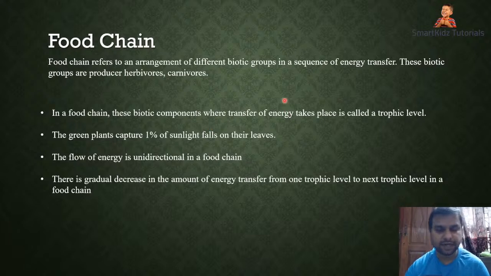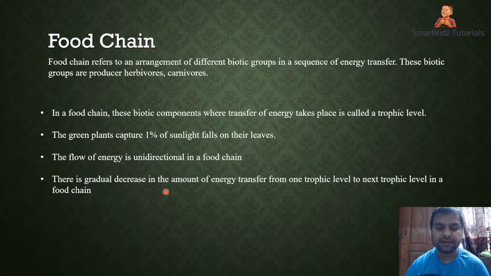We'll see how that happens. So green plants capture 1% of the sunlight that falls on their leaves. Okay, these are the producers which produce their own food, that is sugar and starch. They don't depend on any of the consumers. The flow of energy is unidirectional in a food chain. Unidirectional means it flows in one direction, it doesn't go back. So it starts with the producers all the way to the consumers. From consumers, it doesn't go to the producers.